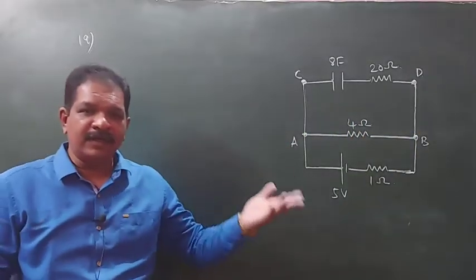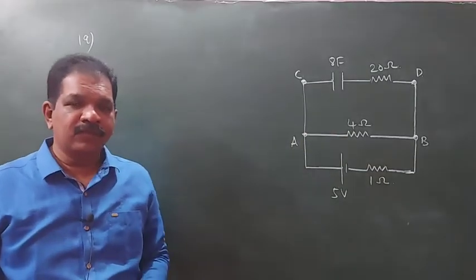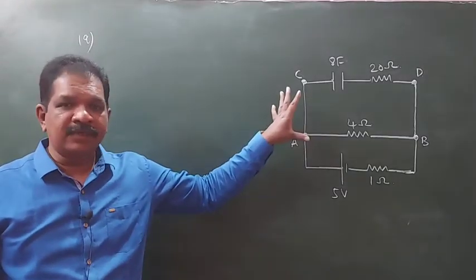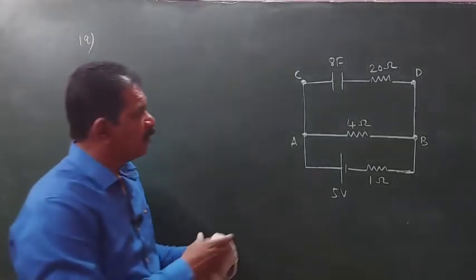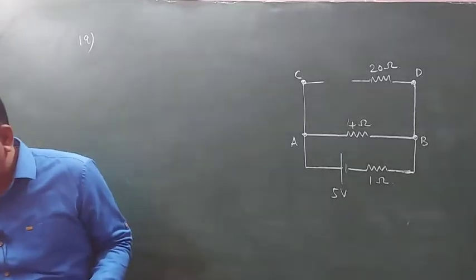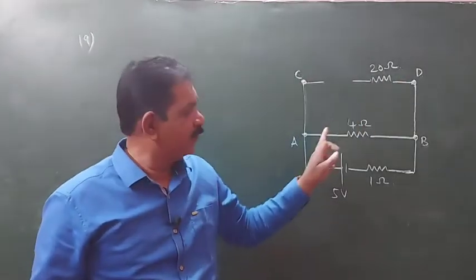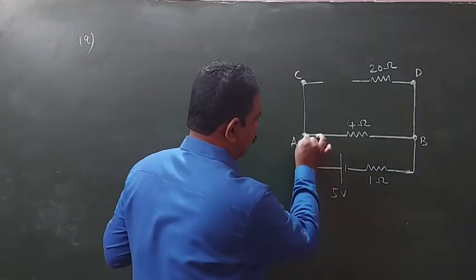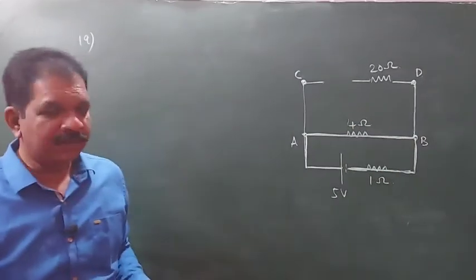Actually, this question is related to the next chapter. In between the resistors, if any capacitor is connected, that capacitor will be ineffective. You remember this. So, here one break has come in the circuit. So, current won't travel through this. Current will travel in this manner only. It won't travel through this.